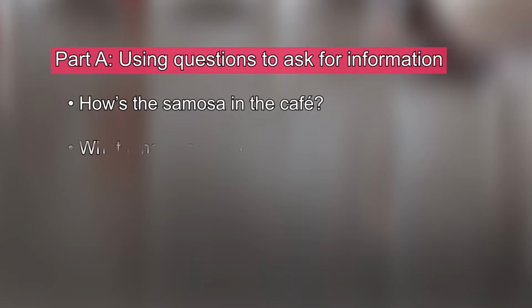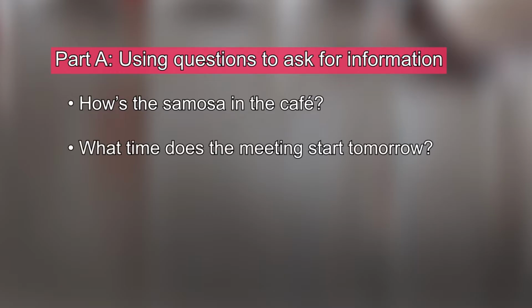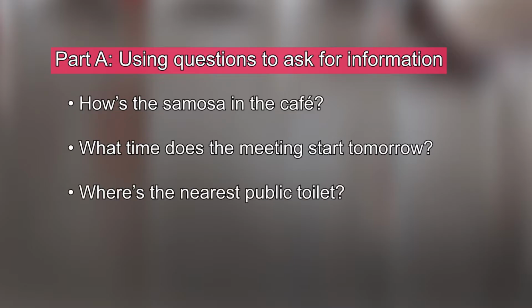Part A of module 4, using questions to ask for information. Let's start by asking ourselves a question. Why do we need this function? We want to know about something. How's the samosa in the cafe? Or about an event. What time does the meeting start tomorrow? We ask for directions. Where's the nearest public toilet? Or information to do something. How do I get inside this box?